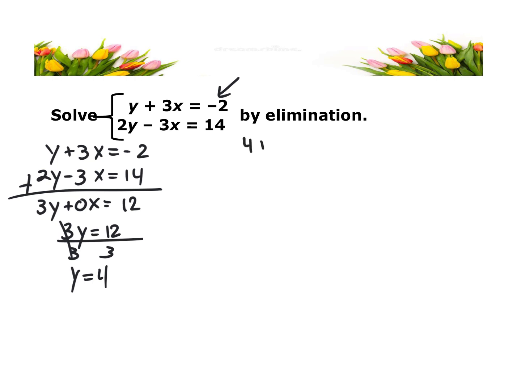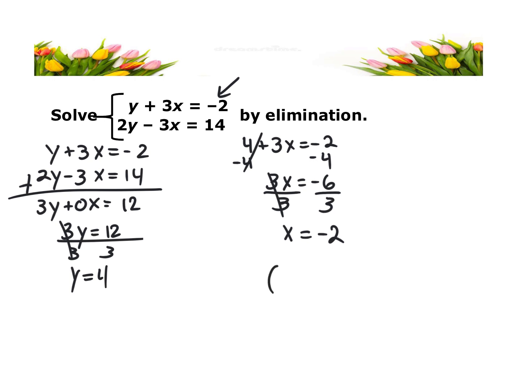So you get 4 plus 3x is equal to negative 2. I'm going to subtract 4 on both sides. And we get 3x is equal to negative 6. I'm going to divide by 3 on both sides. And I get that x is equal to negative 2. So after finding both pairs, I get my solution to be negative 2 comma 4. I'm going to rewrite that 4 because it looks kind of ugly.